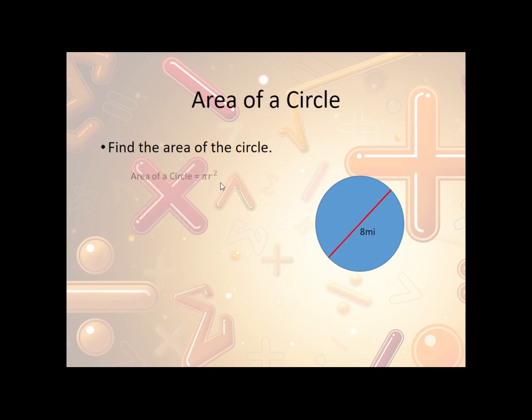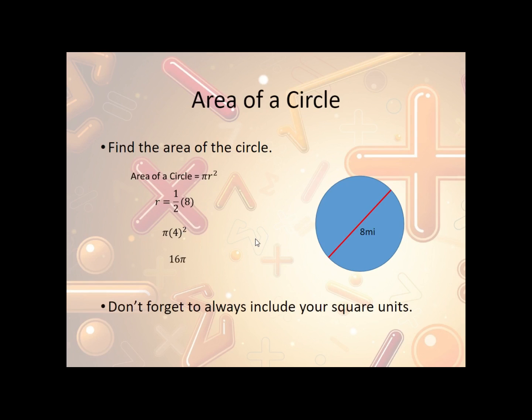Now for this one, again, we're going to find the area, which is pi r squared, but they didn't give us the radius. They only gave us the diameter. Well, we should notice that the diameter is twice as long as the radius. So if we cut this in half, we can get the radius. So half of 8 is 4, so that becomes our radius. So then we plug that in. So pi times 4 squared, and then 4 squared is 16. So we get 16 pi as our answer. Again, don't forget your units. So we need to check it's miles, and it is area, so it becomes miles squared. So it's 16 pi miles squared.